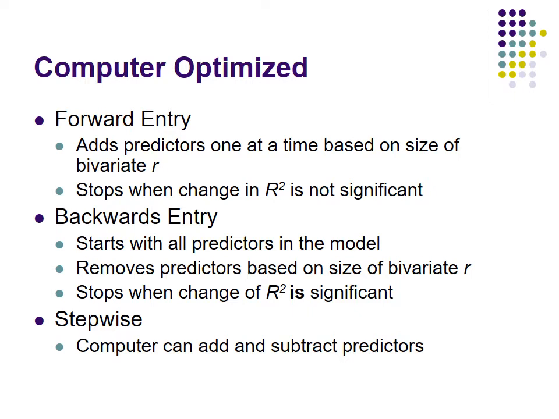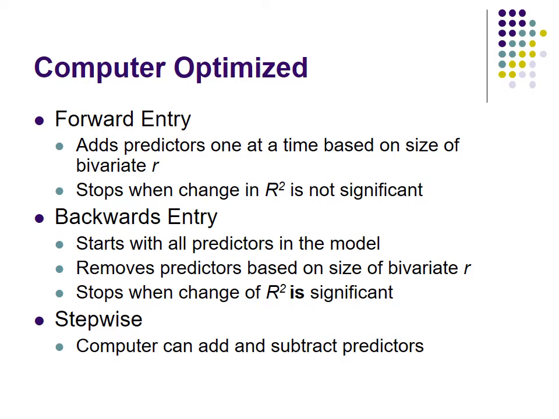Same with forward. I add a predictor, it significantly increases my chance to predict the outcome. I add another one, the model gets better. I add another one, the model gets better. I add another one, the model does not get better. I don't add that one, and I stop. Both of these can result in either forward may miss a predictor, backwards may keep a predictor that doesn't need to be in there. Because you may have 2 variables that have a high bivariate R, but actually are highly related to each other. They're predicting the same thing, but they're at the very end of backwards entry.